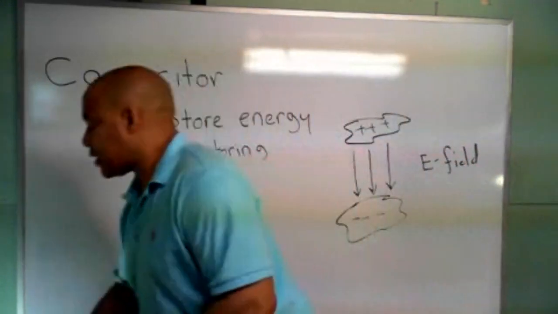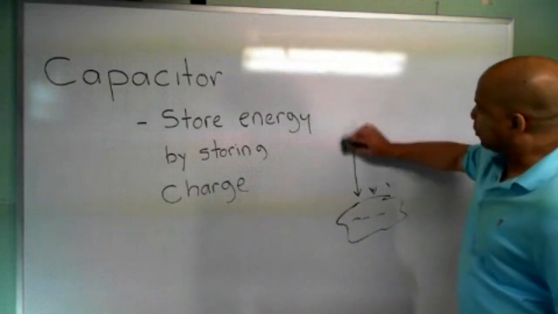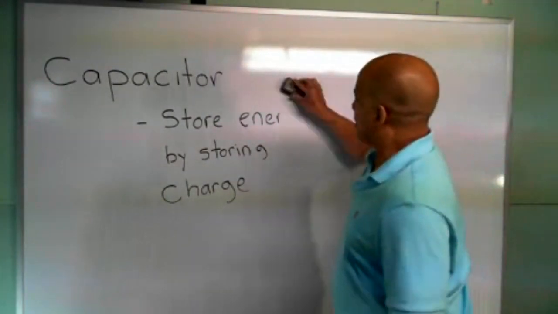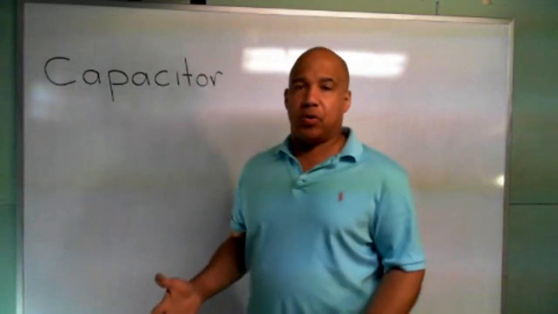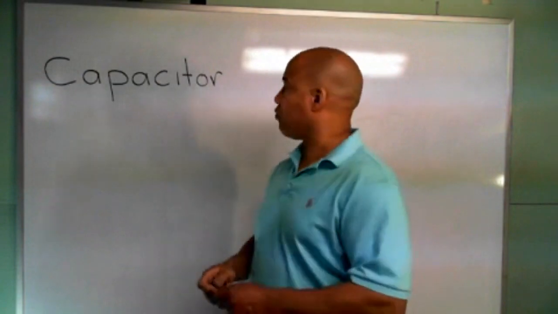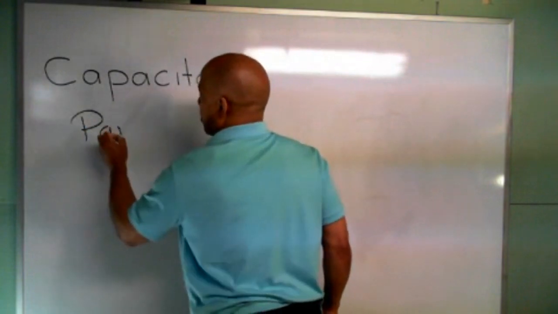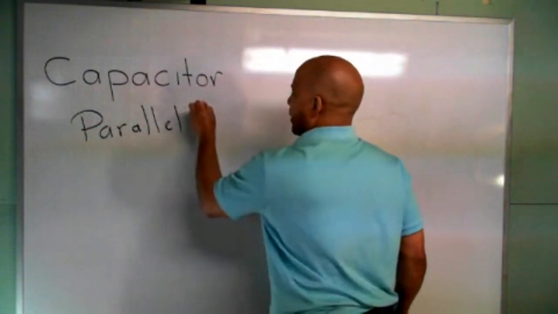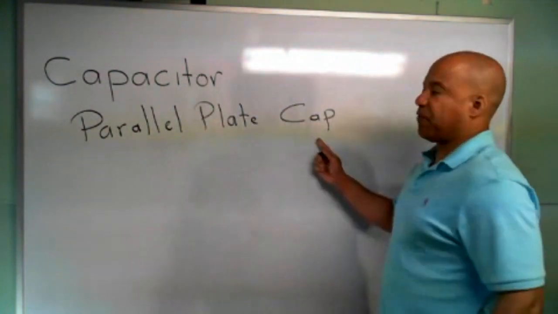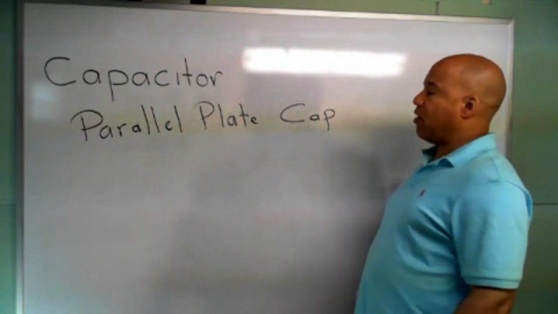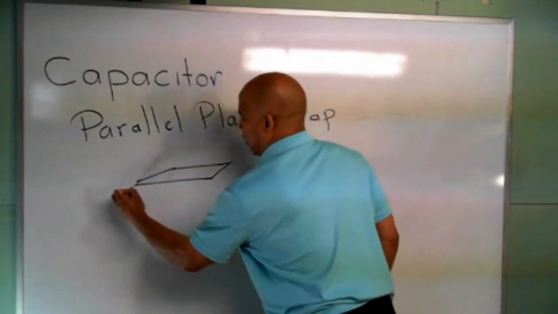I want to start by talking about the way you can construct a capacitor. And they're pretty simple to make. As I said before, a capacitor is nothing more than two conductors separated by an insulator. So I'm going to draw what we call a parallel plate capacitor. Parallel plate CAP. You'll see the word CAP, that's short for capacitor. For a parallel plate capacitor, what you do is you have, let's say, a plate of metal, that's a conductor.